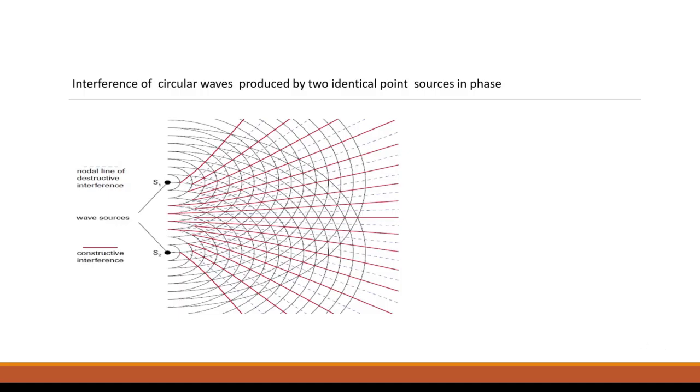So recall from last time we looked at the interference patterns of two point sources that were in phase, and we had areas of constructive interference, the red lines, and nodal lines of destructive interference, these lines. And then we had supercrests, supertroughs as well.